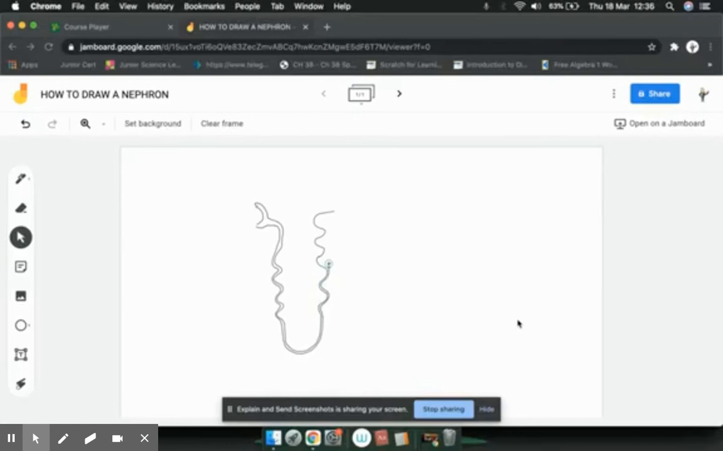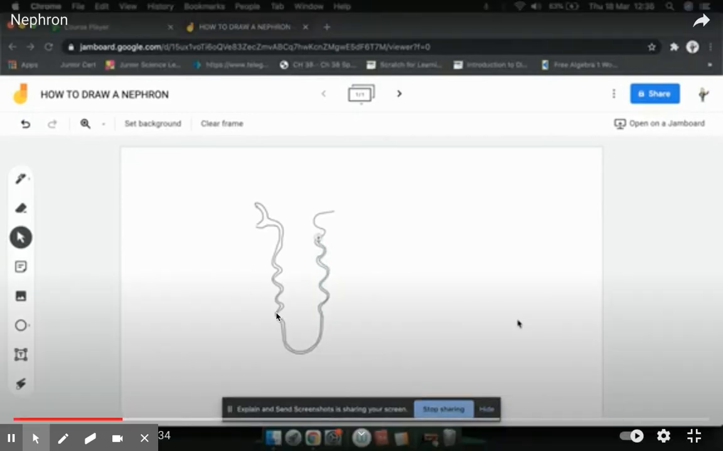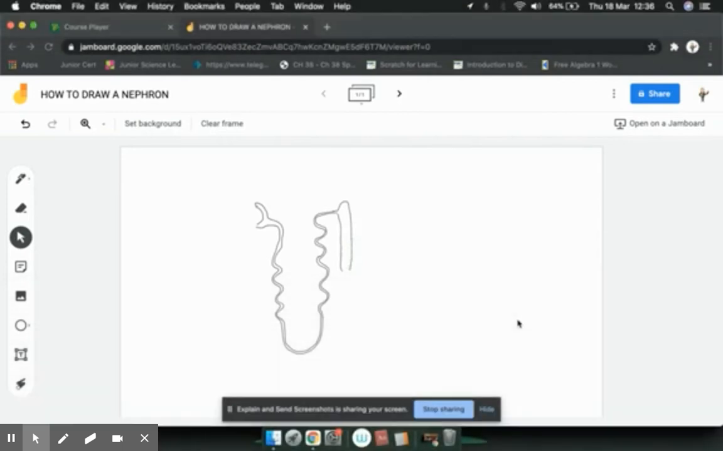And that's because there are plenty of loops and twists in this proximal convoluted tubule. And then it runs into the loop of Henle, which is literally a loop, which runs then up into what we call the distal convoluted tubule. Again, convoluted meaning twisted and complicated. So this distal convoluted tubule then runs into what we call the collecting duct.